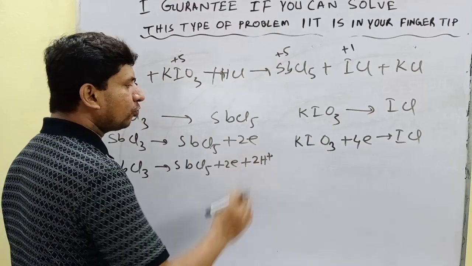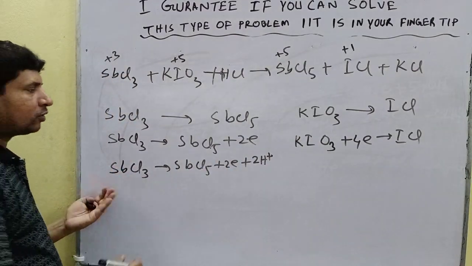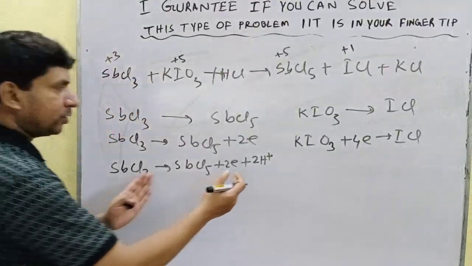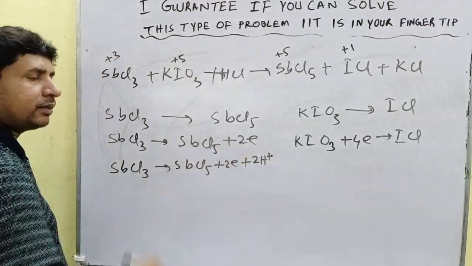This 2 minus, this 2 plus, so because there is no negative or positive charge on the other side, in the right hand side there should not be any positive or negative charge. So by this H plus we can balance this.